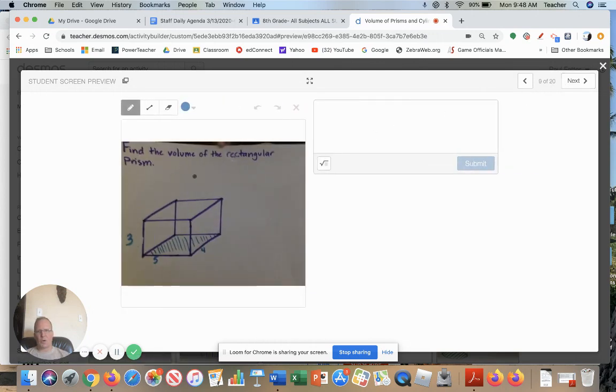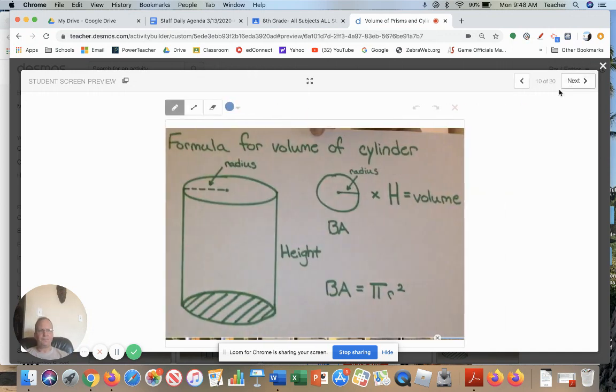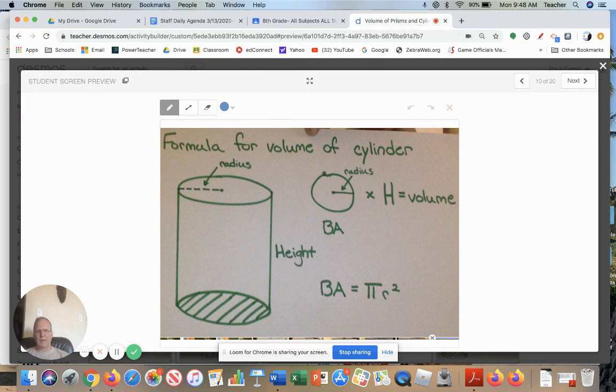All right, so what is the volume of this rectangular prism? Well, it's 20 times 3, which is 60. So the volume is 60. And what do we got here? We got 60 cubes in this case, right? Because we're finding volume. All right, this is called a cylinder, right?